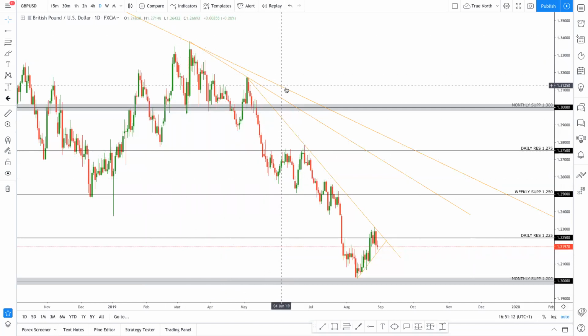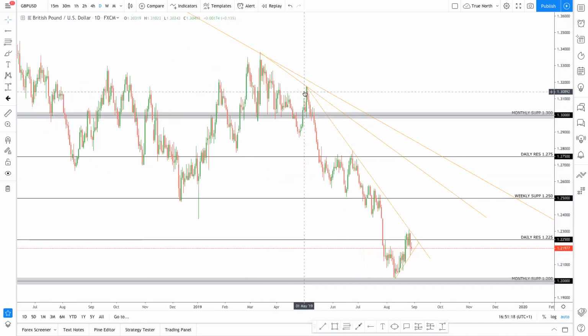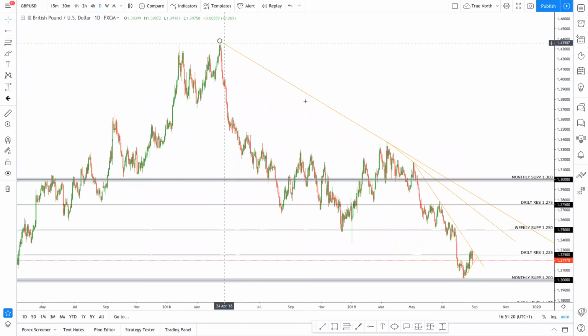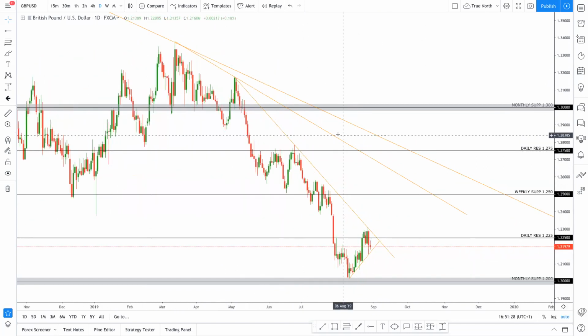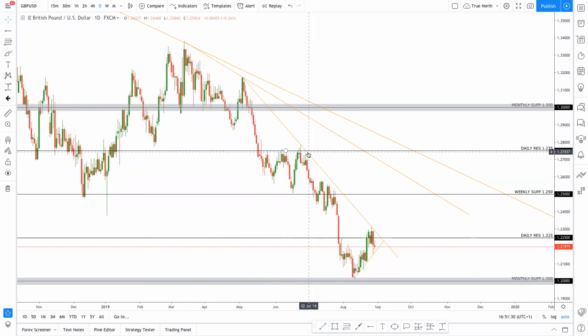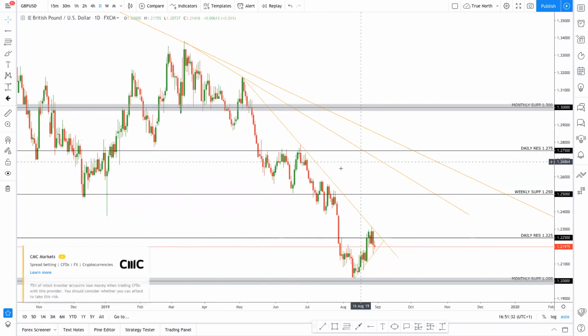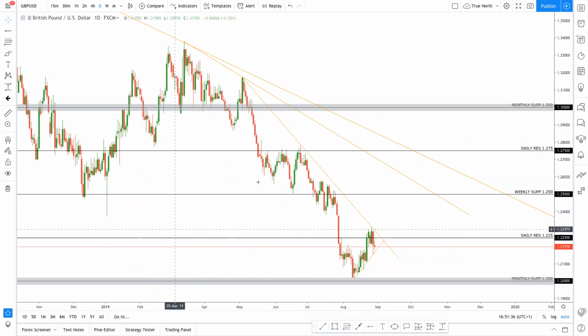So if I go into my trend lines here, you can see I've got three trend lines. I've got a more long-term trend line. If I zoom out, still on the daily, you can see a massive downtrend since April 2018. So there's my long-term trend line. We've got an outer trend line and an inner trend line. So we know that overall, the directional bias of the pound versus the dollar is to the downside. It's been very, very bearish for a long time now.